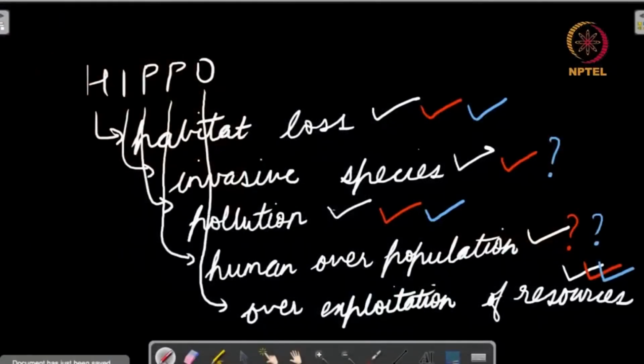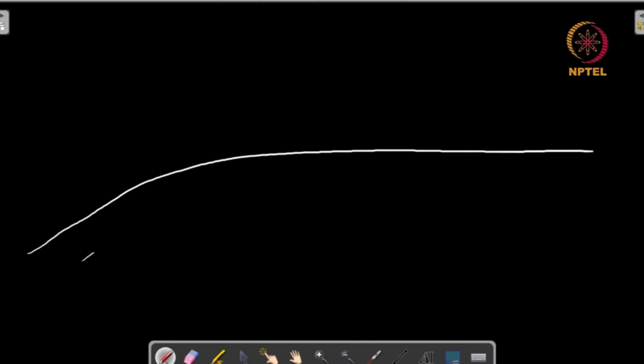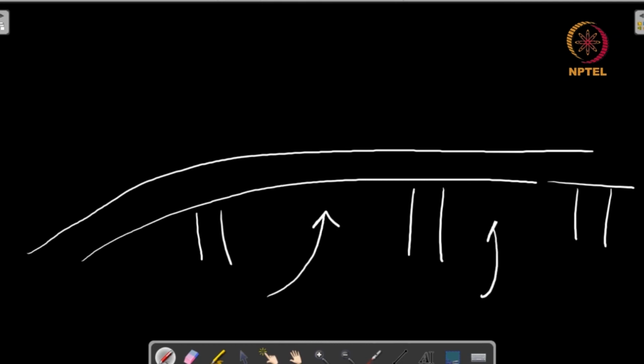Now in the case of underpasses, what happens is that if you have the road, in certain locations the road is elevated and the area beneath this road is put on pillars so that the animals can move beneath the road. So this becomes an underpass. If you think about a bridge, you get the idea of an underpass.